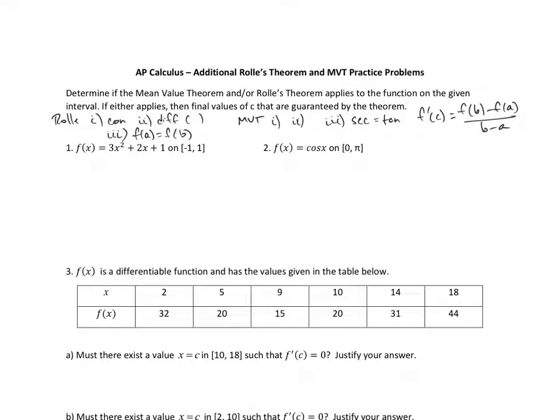Okay, on this first one, we're given f of x equals 3x squared plus 2x plus 1 on the closed interval from -1 to 1. So the first thing we need to do is determine if this is continuous on my interval from -1 to 1. So yes, it is continuous. I can find all values where the function, I won't have to pick up my pencil if I trace it.